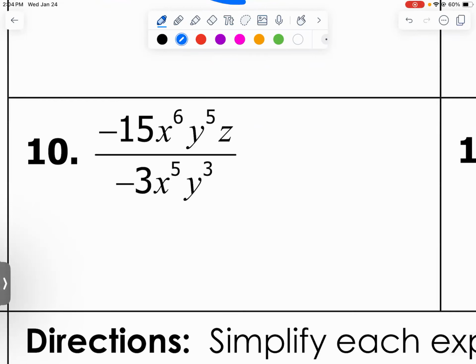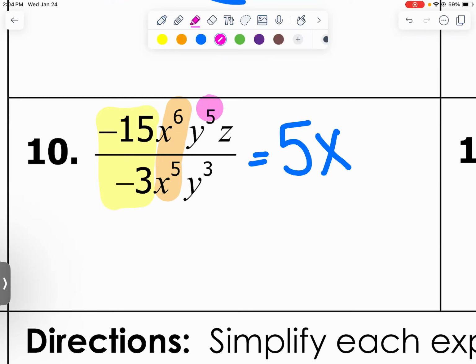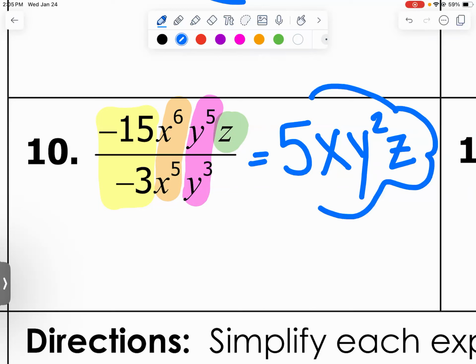Okay. Let's look at the negative 15 divided by negative 3. What is that? 5. Then we can look at x to the 6th over x to the 5th. What is that simplified to? X to the 1st. We'll just write x. Then we have y to the 5th over y cubed. Y squared. And then we have the loneliest z, but we still got to incorporate him in our answer. Where's z?